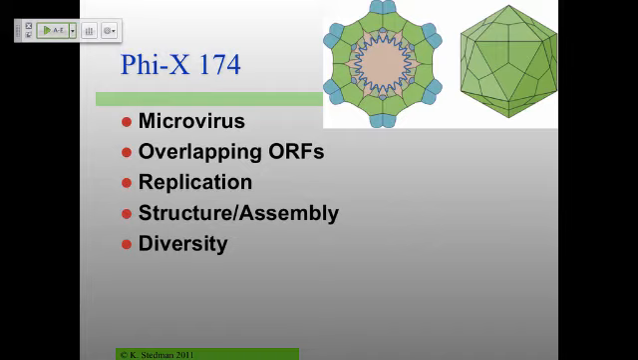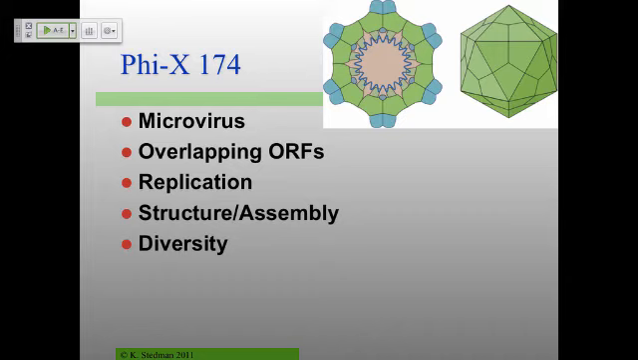One really fascinating aspect about Phi-X-174 is that we talked about overlapping open reading frames last time for the small RNA bacteriophage. Phi-X-174 is sort of the king of overlapping open reading frames. It uses all three open reading frames in its single-stranded genome, which is really pretty amazing. Again, we'll talk about the replication, structural assembly, and then the diversity actually in these microviruses is relatively small, but in single-stranded DNA viruses is pretty large.